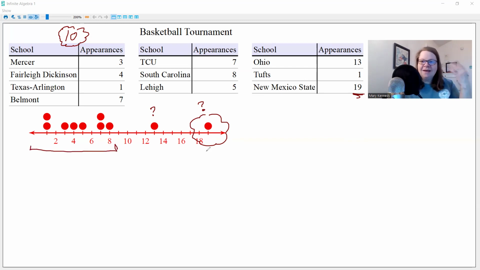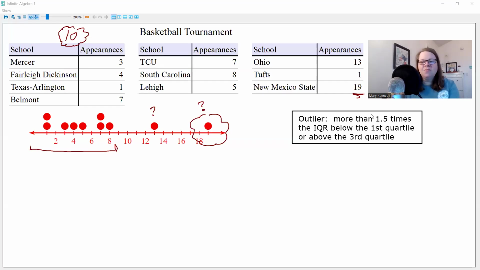So that's the idea of an outlier, but there is technically a way to find it with your data and math and all that good stuff. So that's what we're about to get into. An outlier is more than 1.5 times the IQR below the first quartile or above the third quartile. What in the world does that mean? First of all, it means that we need to know what our IQR is. We need to figure out what our first quartile is and our third quartile. So let's jump into that.